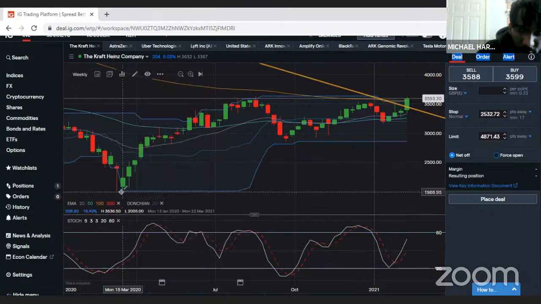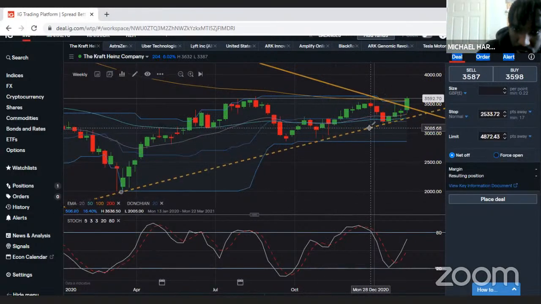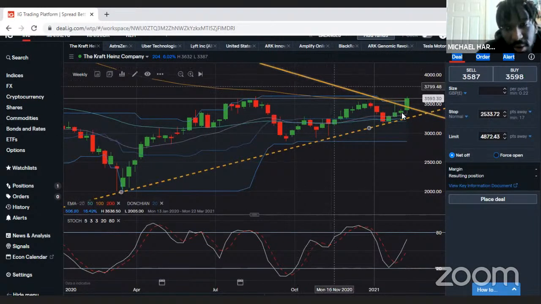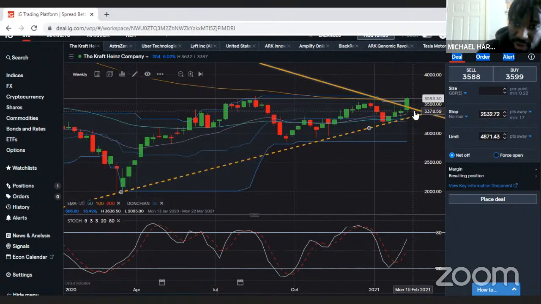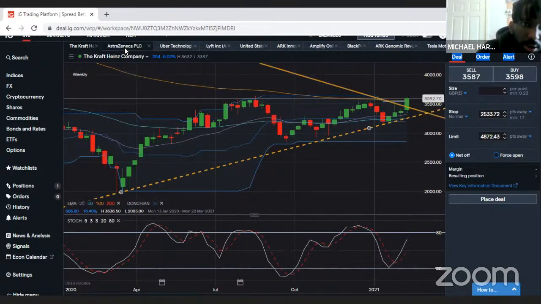It was this here, the wedge, where it crossed over, bam, exploded out the top because the averages were in favor of it. So that's really nice.